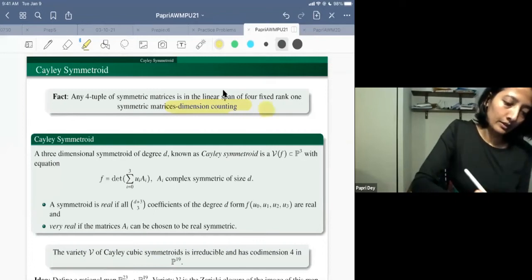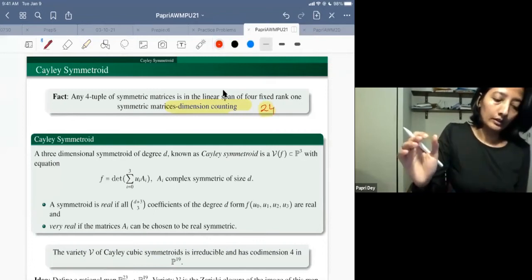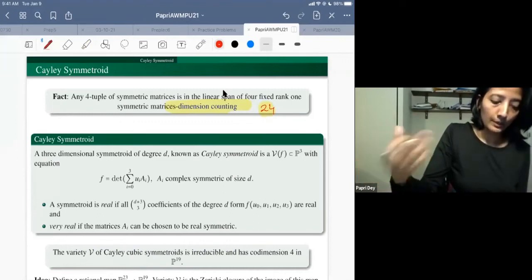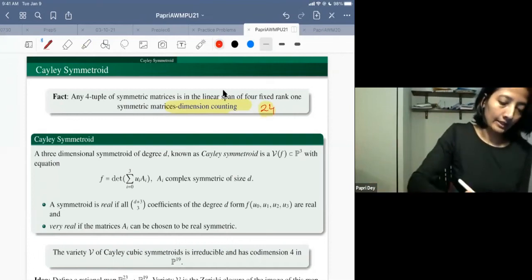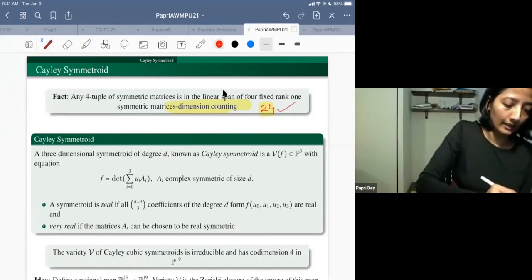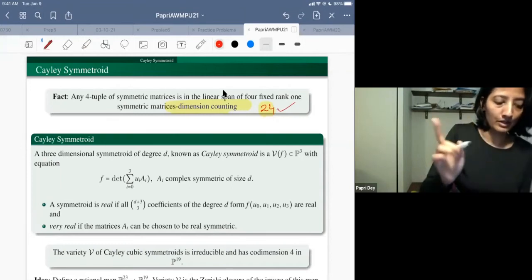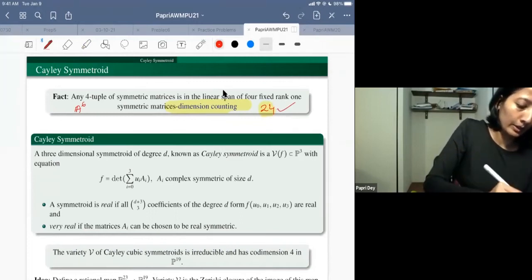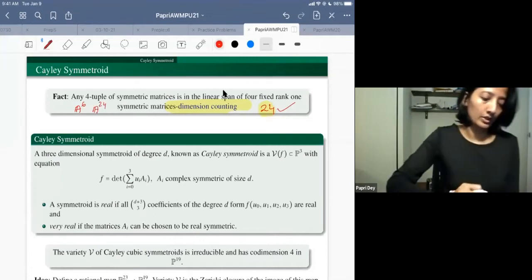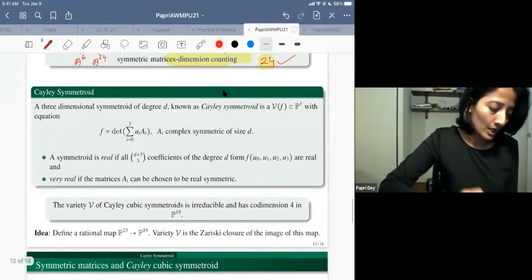It would be both sides. The dimension of the locus of symmetric matrices which are in the linear span of 4 fixed rank 1 matrices is 24, and we can see that immediately because the locus of 3 by 3 symmetric matrices is isomorphic to A6. So the locus of 4-tuples of 3 by 3 symmetric matrices is isomorphic to A24. So both ways, they have the same dimension.